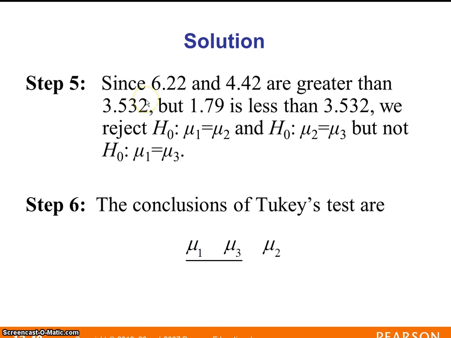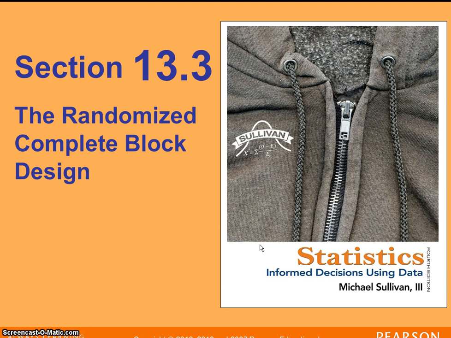So since 6.22 and 4.442 are greater than the critical value, but 1.79 is less than 3.532, we reject the hypothesis that mu1 and mu2 are equal and that mu2 and mu3 are equal, but not that mu1 and mu3 are equal. And so the conclusion of Tukey's test then is that mu1 and mu3 are equal. That's basically what the bar underneath means, but that mu2 is not equal to mu1 or mu3. So hopefully that'll give you guys an idea of what to do in this section.